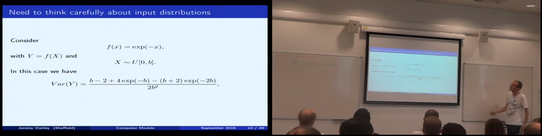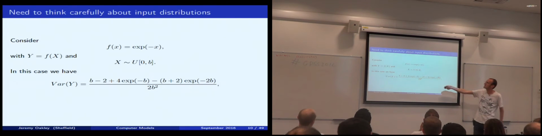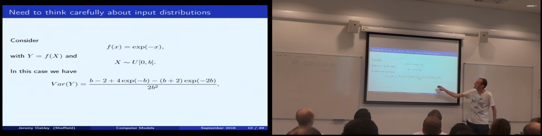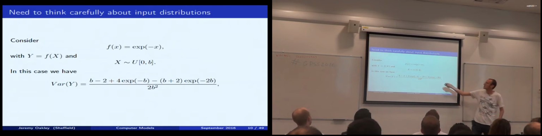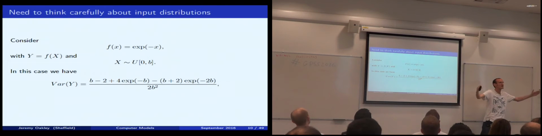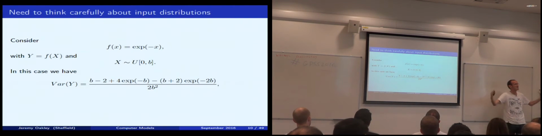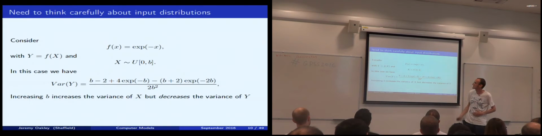In this case, you can derive your variance of y. From this, y is just e to the minus a uniform bounded variable. So you can derive it in terms of b, and then what you can spot is that as you make b larger, so as you become more uncertain about your input, your variance about the output actually goes down. So you might be tempted to think that specifying lots of uncertainty on the input is a conservative thing to do. It doesn't always follow.